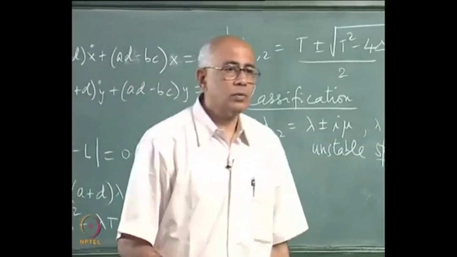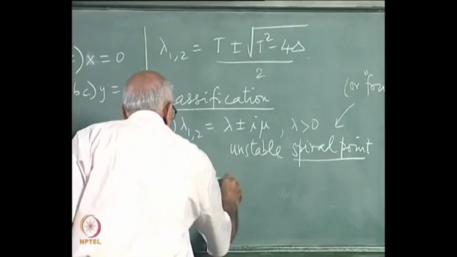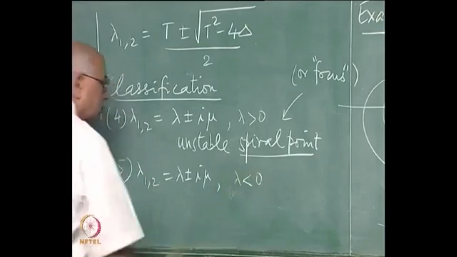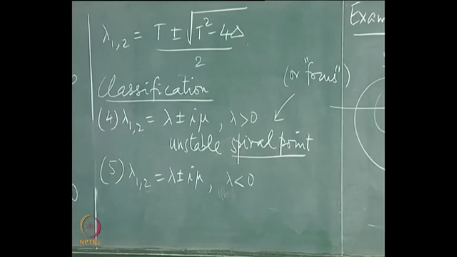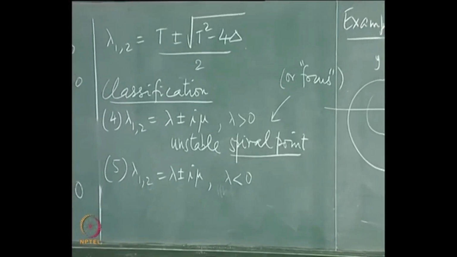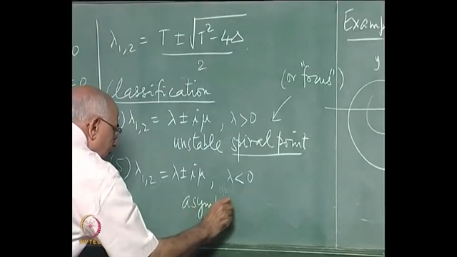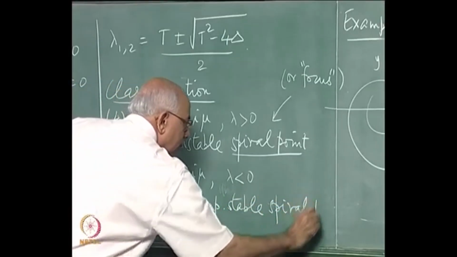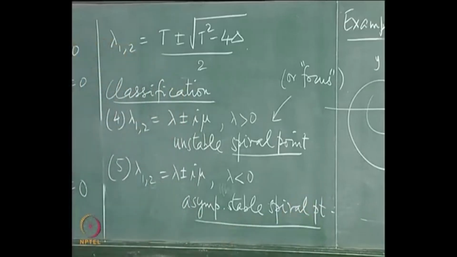And exactly as in the case of the nodes, we could assert that if lambda 1, 2 were of the form lambda plus or minus i mu with lambda less than 0, the arrows would be reversed and the system would flow into the critical point as t tends to infinity, and this would lead to an asymptotically stable spiral point. The arrows would just be reversed.